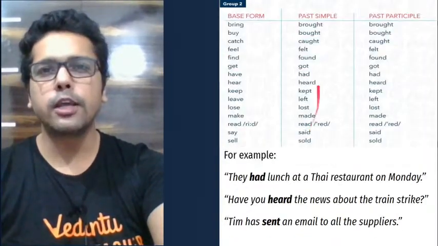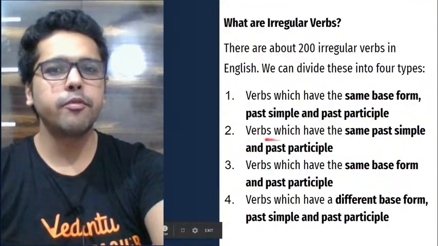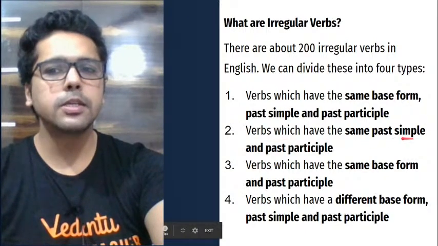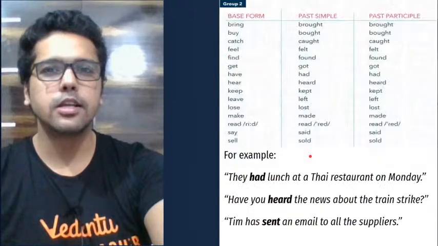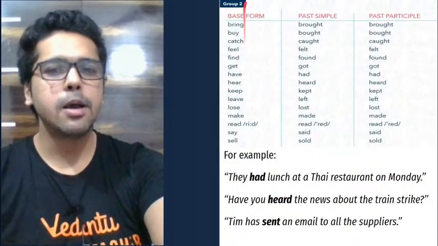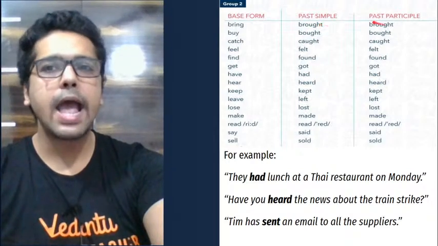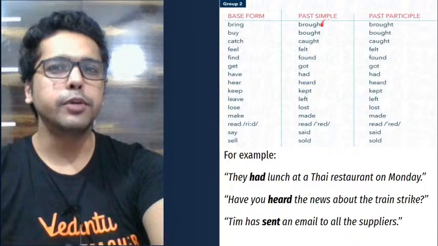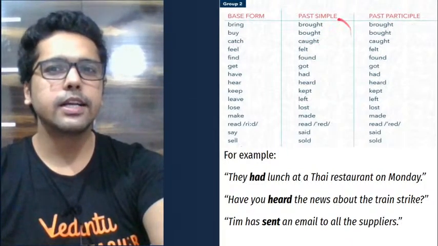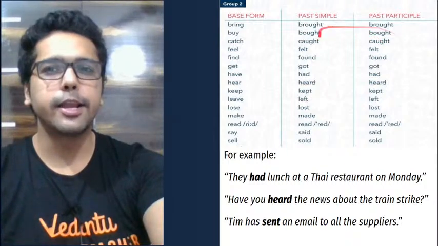Okay. Now let's talk about the second group. What is the second group like? The second group is where the past simple, that is the second form, and the past participle are the same. Look at the second group here. The base form is there, and the V2 form, that is the simple past tense form, and the V3 form, that is the past participle form, remain the same. So V2 and V3 are the same here. The second form and the third form remain the same.